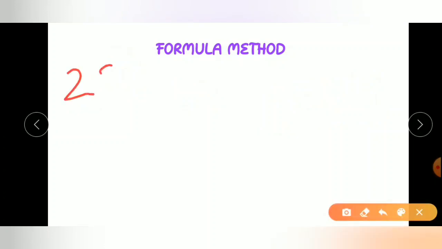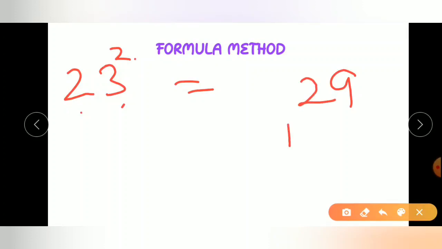Next one is square of 23. Square of 3 is 9, no carry over. By multiplying 2, 3 and 2 becomes 12. So put 2 and carry over 1. And square of 2 is 4 plus 1, so 529. This is the answer.